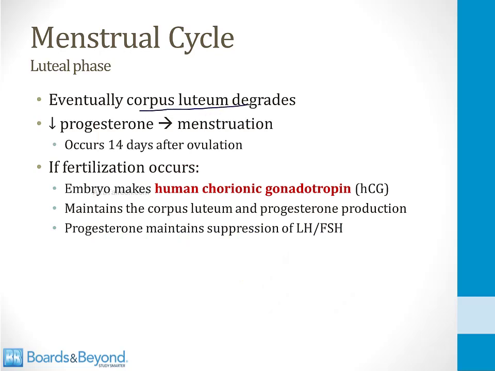Eventually, the corpus luteum degrades, and this leads to a fall in the progesterone levels, and this triggers menstruation in the uterus. We'll talk about that in a few slides. And menstruation always occurs 14 days after ovulation. The luteal phase of the menstrual cycle is constant in length.